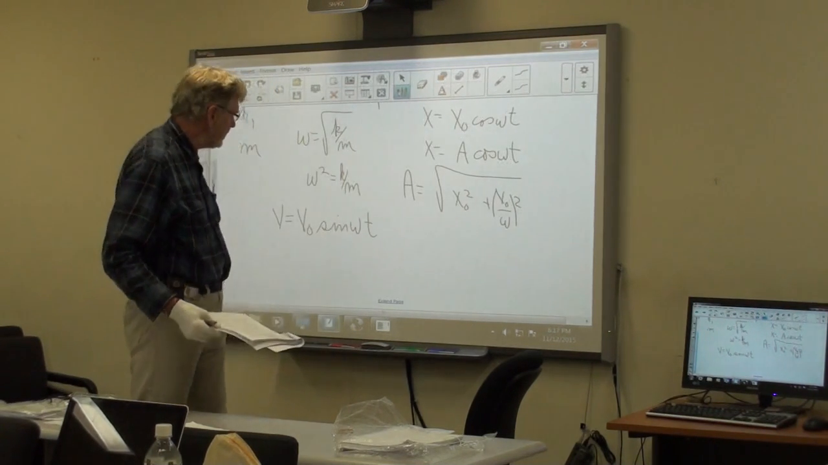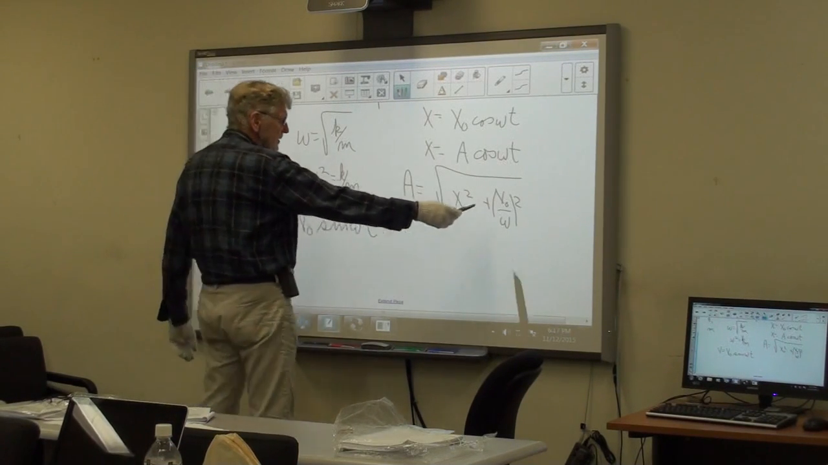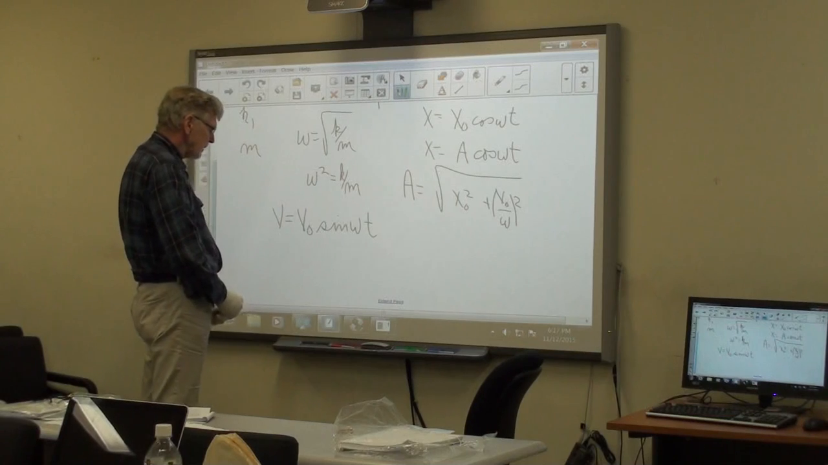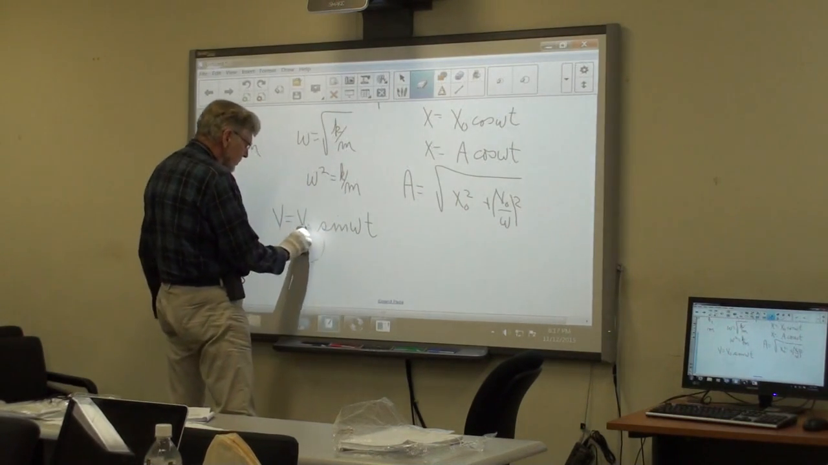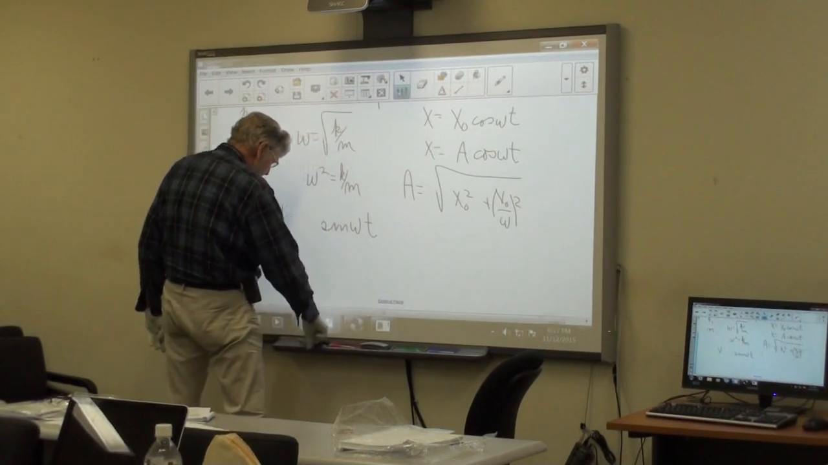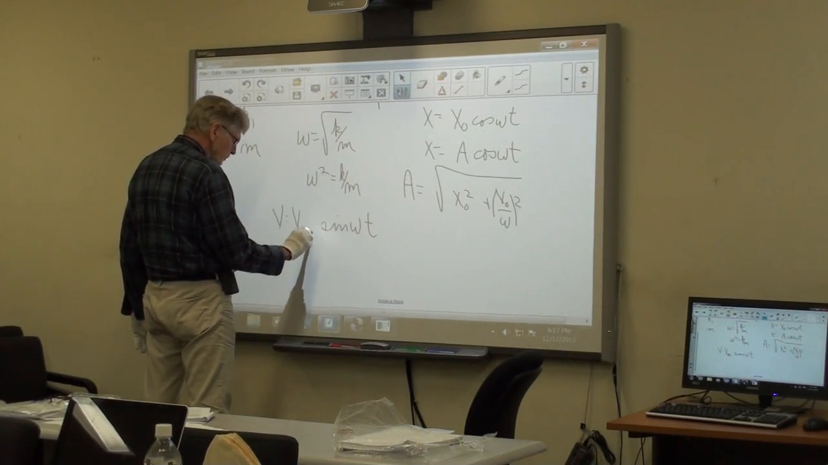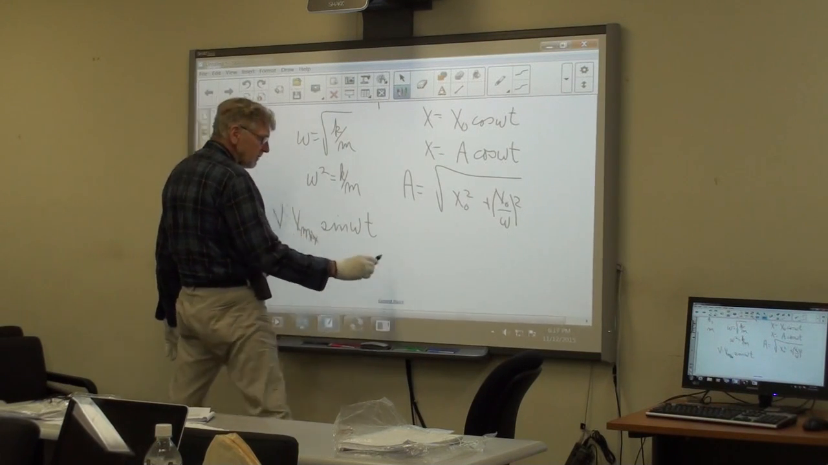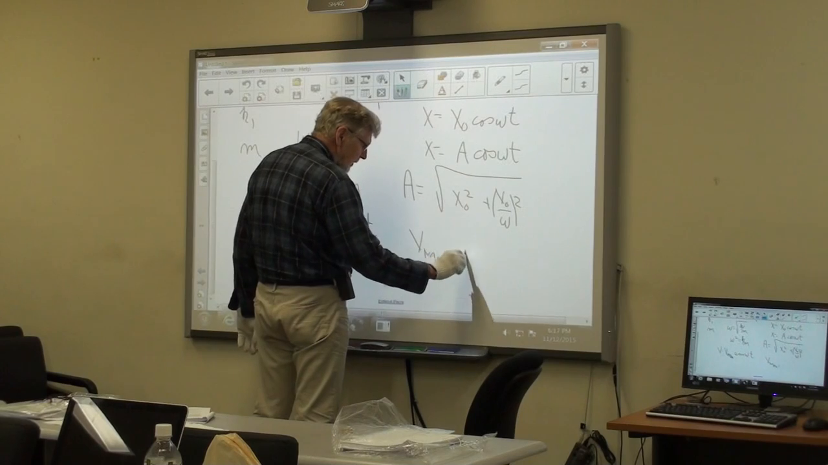Actually, I'm using V0 in two different ways, because here I use V0 for the kick, and here I'm using V0 for the maximum velocity. So I will go to a single notation, and I will call this Vmax. Now Vmax is equal to A omega.